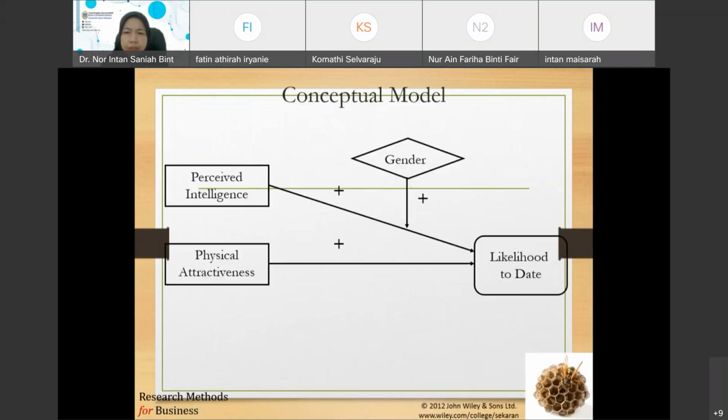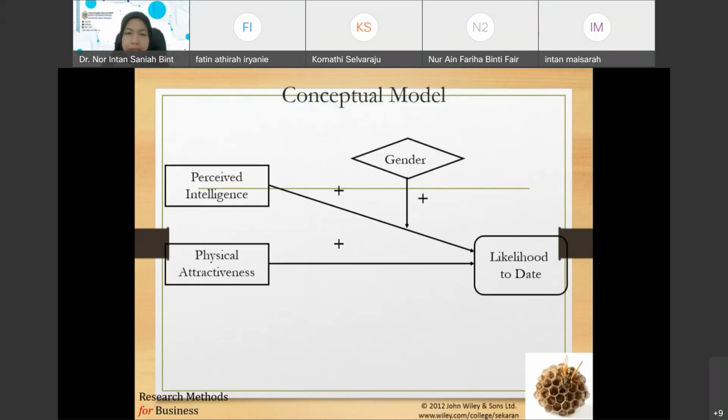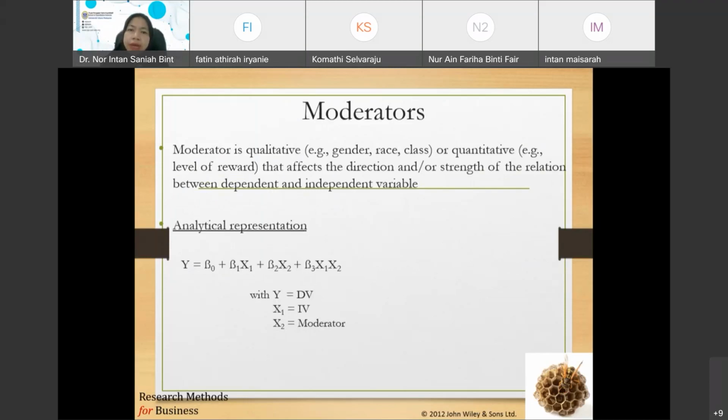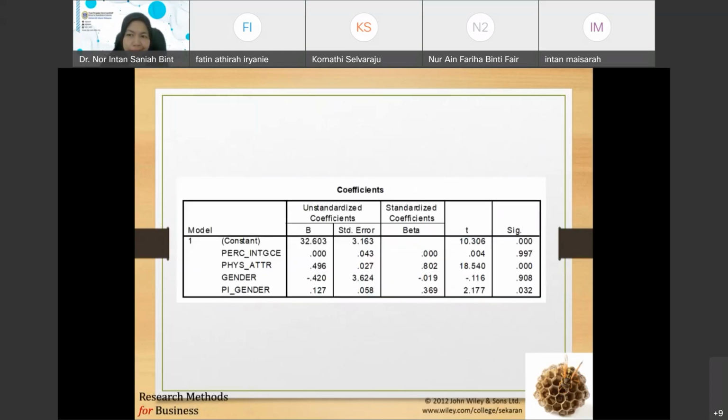Okay, let's say the moderator here is gender. Moderator can be qualitative or quantitative. For this case, it's qualitative. The moderator affects the direction or strength of the relationship between the independent and dependent variable. Remember that I mentioned moderators or mediators in the early part, right? Okay, so this analytical representation, dia punya formula lah, right? So this one shows the interaction has a significant effect on the dependent variable.